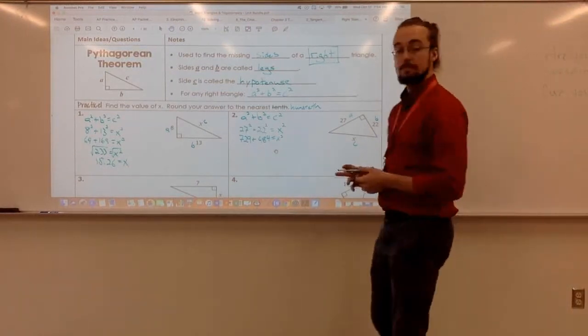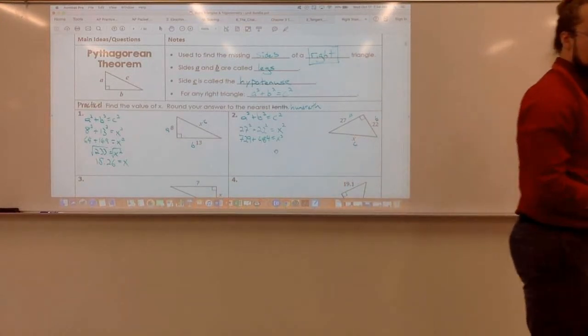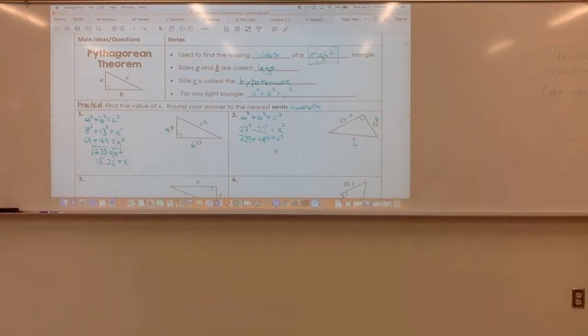How do you find the square root? So square root, semi-convex fractures. Okay, really? Shell fiber.